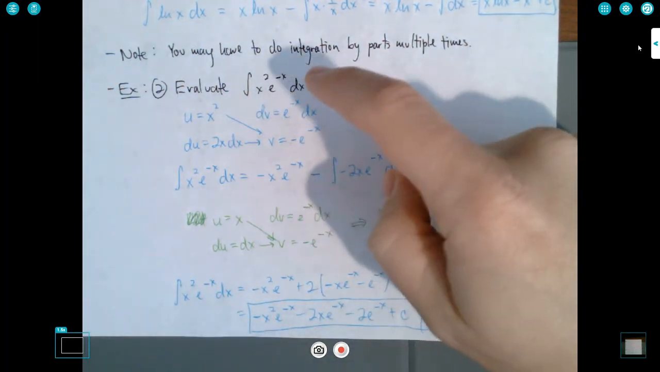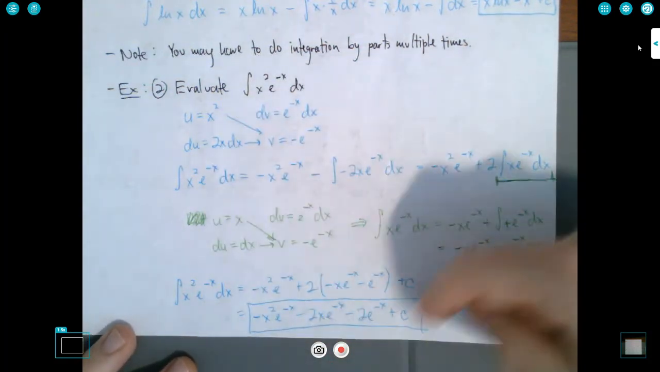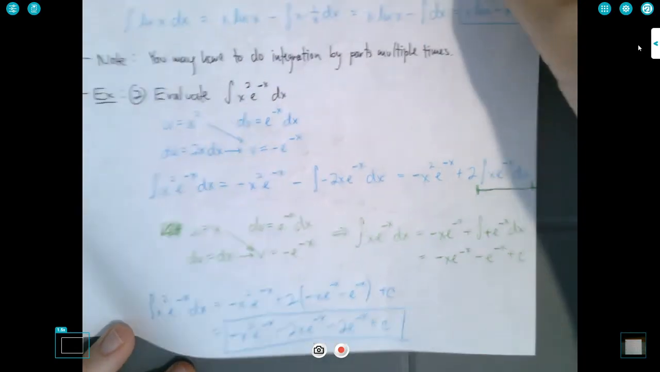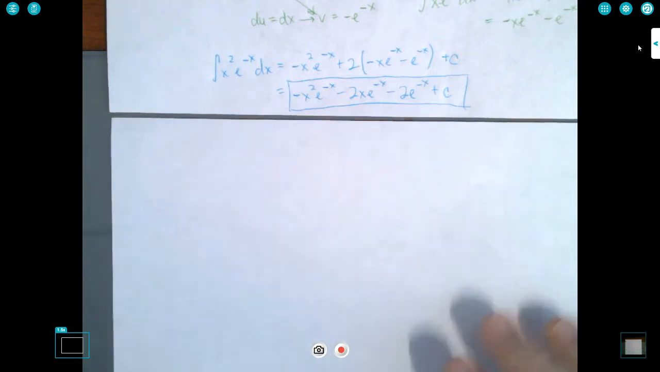Okay, let me show you how I would organize this differently, because it's a little confusing organized this way. So let me show you how I would organize this slightly differently, okay?